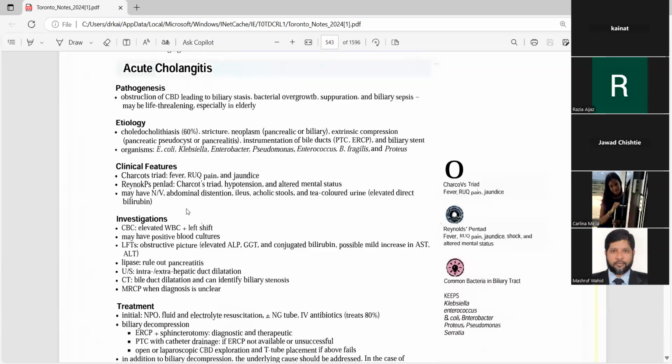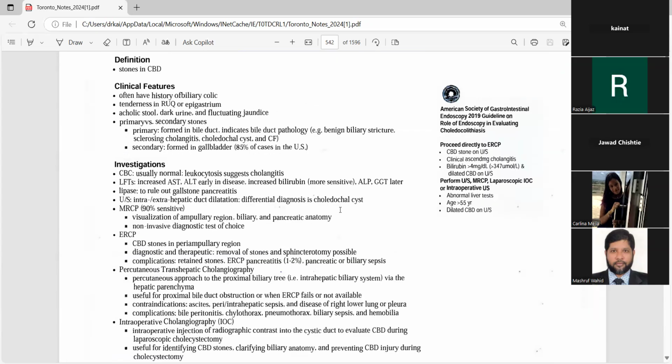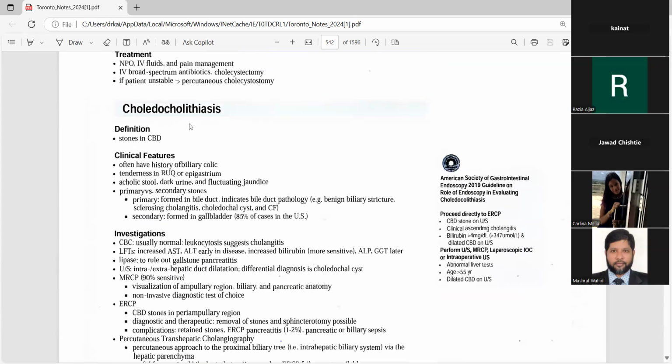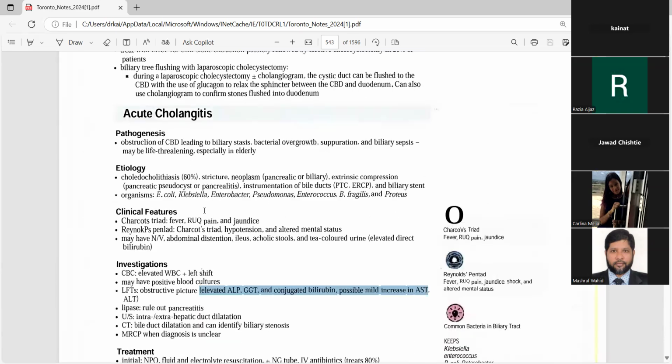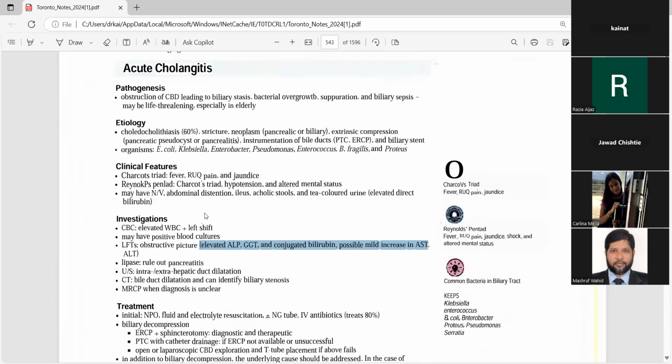Then acute cholangitis, just to know the differential diagnosis of that one, okay? So in that case, we also go for LFTs to find out the obstructive picture. So in this one, what happens is elevated ALP, GGT, conjugated bilirubin, and a possible mild increase of AST. As you can see, in the choledocholithiasis one, AST and ALT were increased, but in acute cholangitis, it's mainly the infection, like CBD, the common bile duct obstruction with infection.